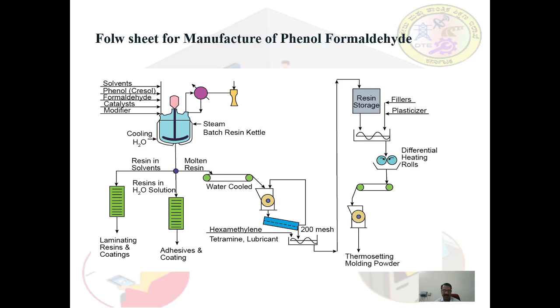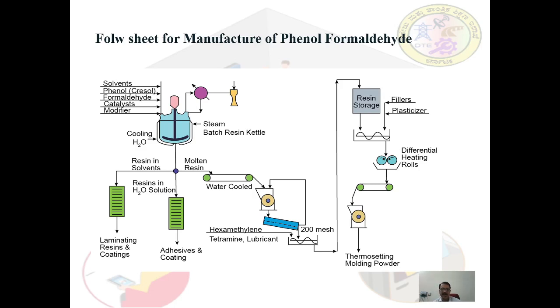Then the product is cooled and ground to form a fine powder. The molding powder can be mixed with fillers, coloring agents, lubricants, and catalysts in the ball mill in order to prepare the commercial phenolic molding powder. The final product may be further heated on a pair of differential heating rolls. So this is how we can manufacture phenol formaldehyde.